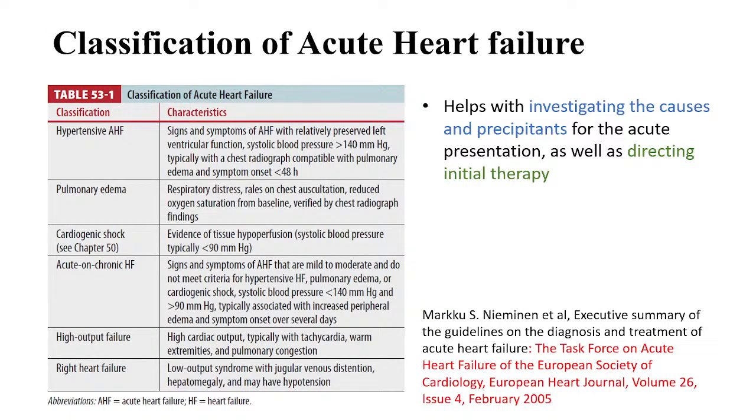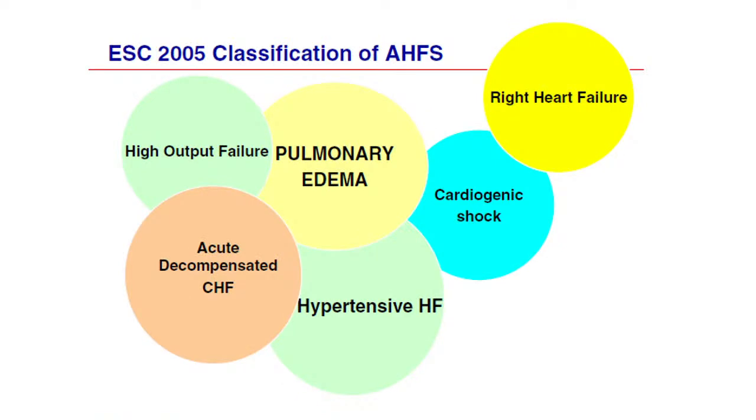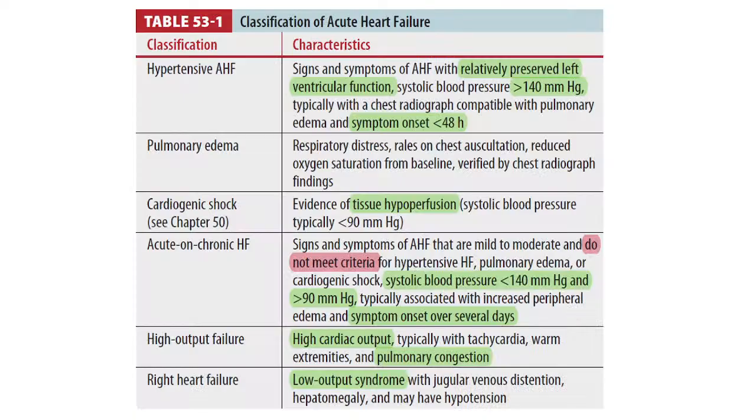Now coming to the classification of acute heart failure. This is based upon the European Society of Cardiology guidelines, which were published in 2005. It helps us to find the cause of the heart failure and to know the precipitants, and it guides us in initiating the initial therapy. Okay, but you have to know that it doesn't mean that when a patient presents with acute heart failure, he should fit into a single category mentioned in this. It may be overlapping. It will be overlapping. Okay, so with that insight, we'll go into the classification.